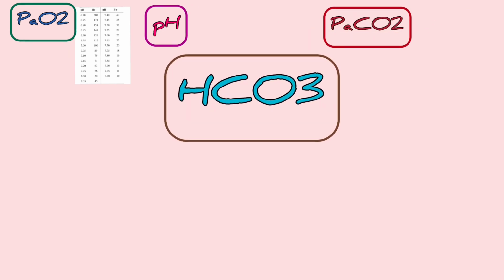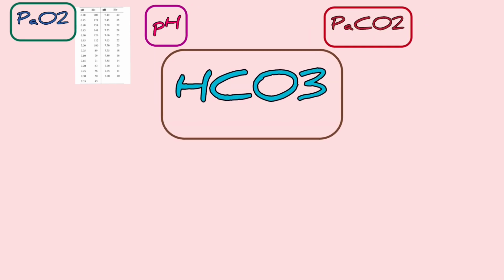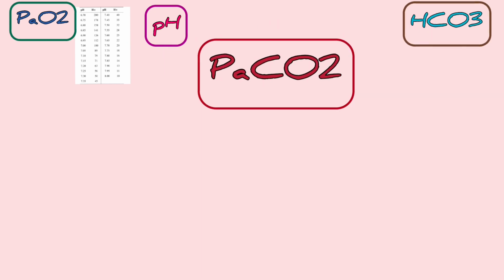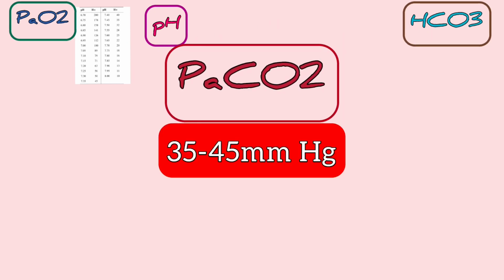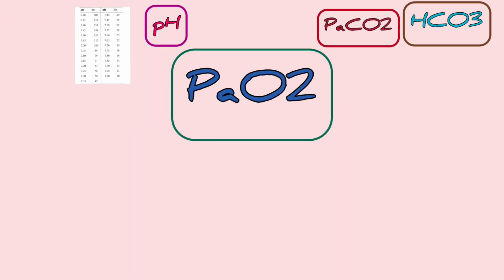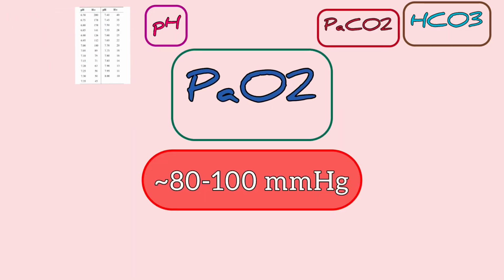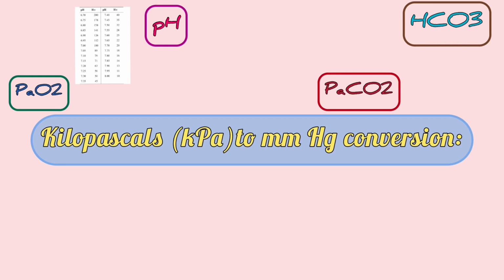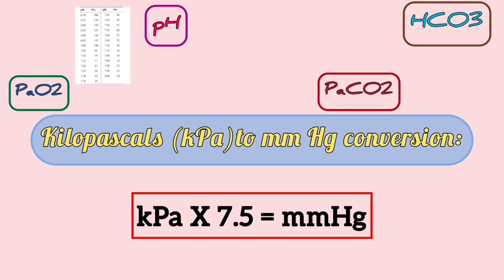Now, remember the normal values of bicarbonate, which is 20 to 28 milliequivalents per liter. The normal value of PaCO2 is 35 to 45 millimeters of mercury. The normal value of PaO2 is 80 to 100 millimeters of mercury, but it is dependent upon the age and altitude. Do not worry if the digits of PaO2 and PaCO2 are given in kilopascals. You simply have to multiply it with 7.5 in order to convert it into millimeters of mercury.